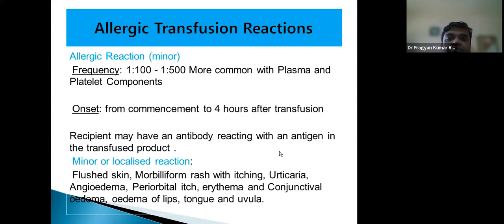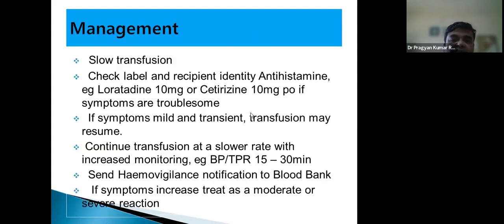More common with plasma or platelets, more common in FFP and platelet components. Onset is from the commencement to 4 hours after transfusion. The recipient may have an antibody reacting with an antigen in the transfused product. Minor or localized reactions include flushed skin, morbilliform rash with itching, urticaria, angioedema, periorbital itch, erythema, conjunctival edema, and edema of the lips, tongue, and uvula. All these things can happen. Or throughout the body, there could be urticarial rash.